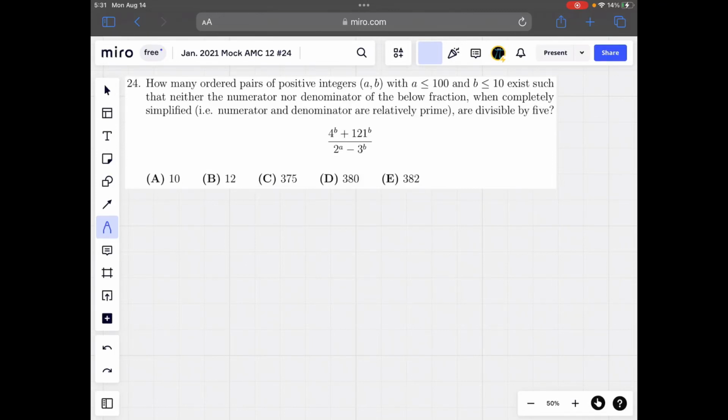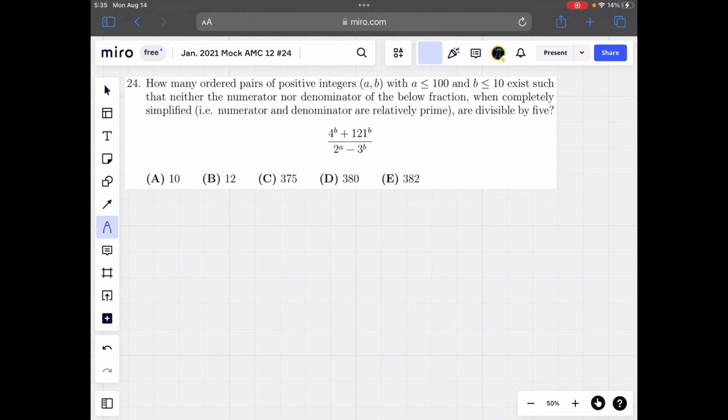How many ordered pairs of positive integers a, b, with a less than or equal to 100 and b less than or equal to 10, exist such that neither the numerator nor denominator of the below fraction, when completely simplified, i.e. the numerator and denominator are relatively prime, are divisible by 5. 4 to the b plus 121 to the b over 2 to the a minus 3 to the b.